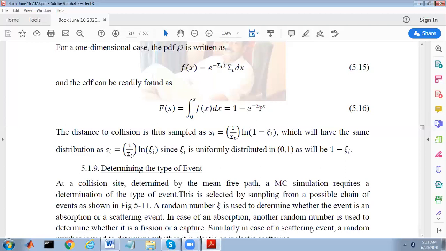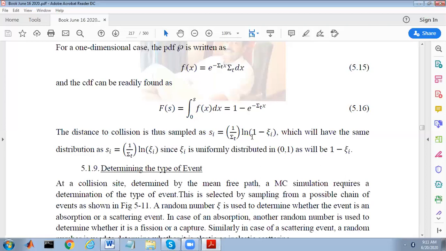Now, if I take this to the left-hand side and this to the right-hand side, and instead of f, I write the uniform random number between 0 and 1, then this is the expression I get. And again, I've left a minus sign out by mistake, because if this number is between 0 and 1, the natural log will be a negative number. So s has to be multiplied here by a negative number, which comes from here. So this is how you can sample a distance to collision s.